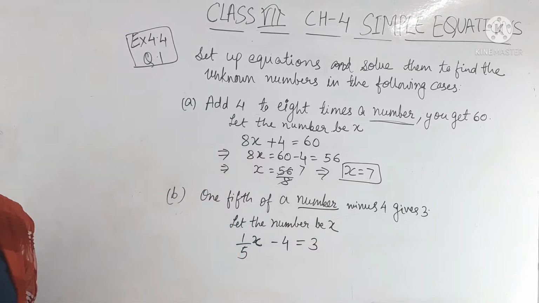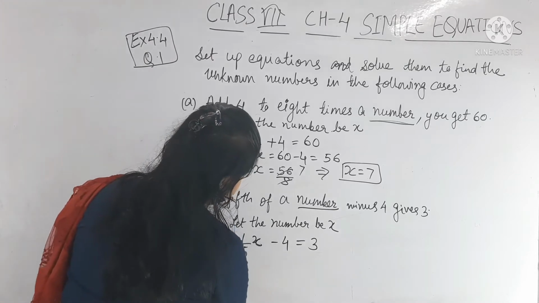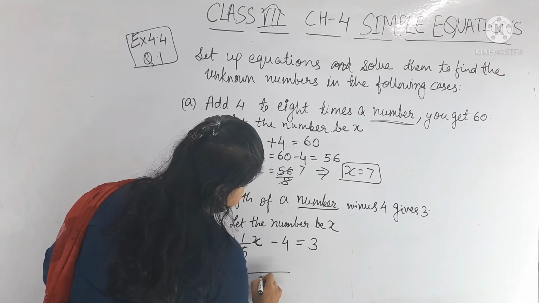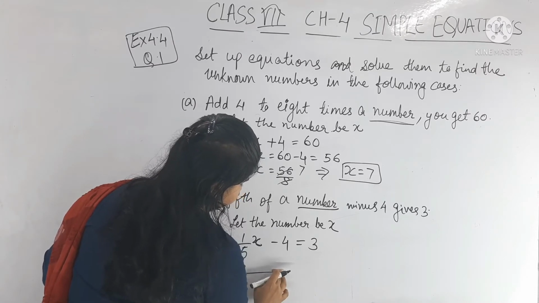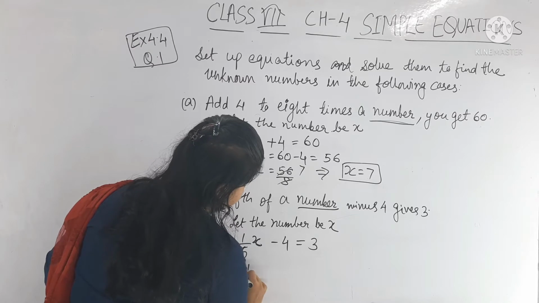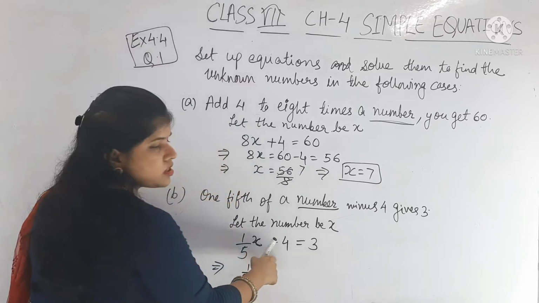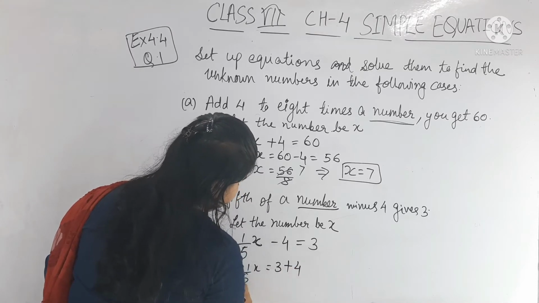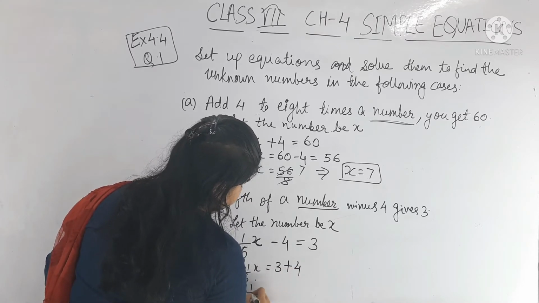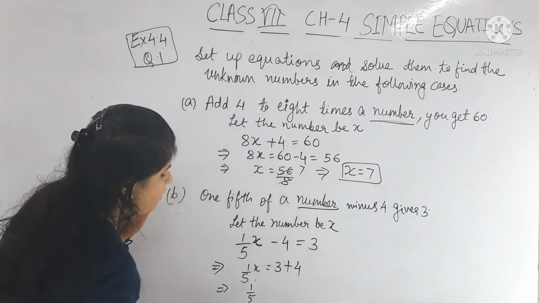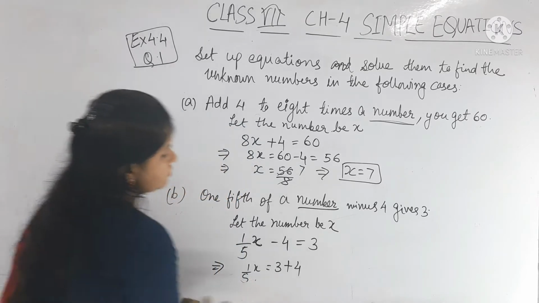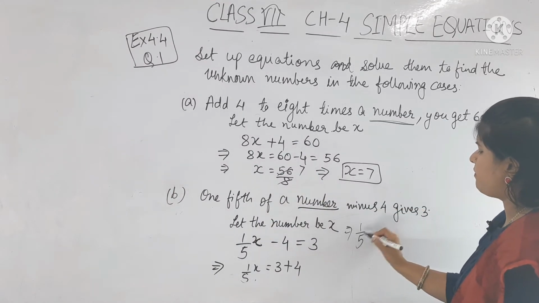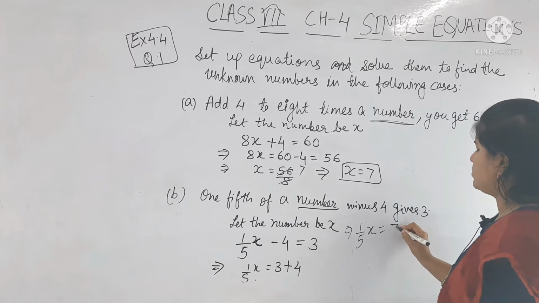Like this you have to form it. Now (1 by 5)x, I will transpose this 4 to the right hand side, 3 plus 4. What will I get? 1 by 5 x equal to 7.